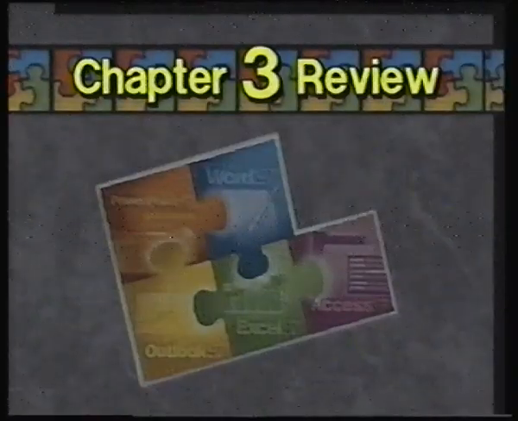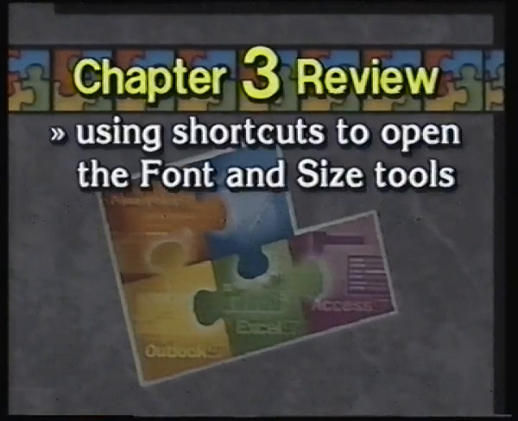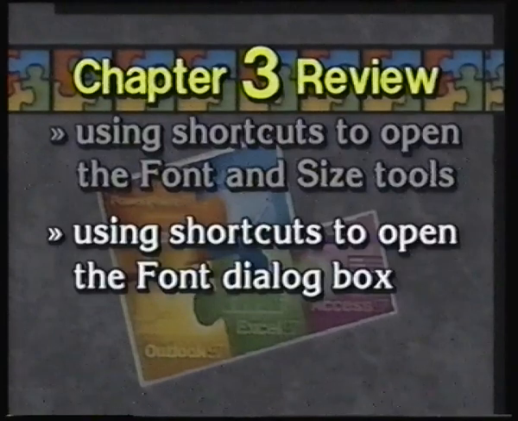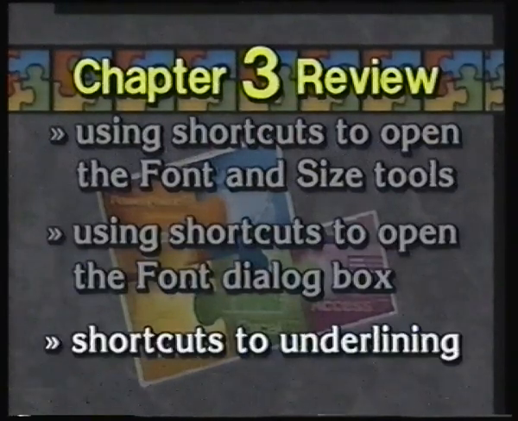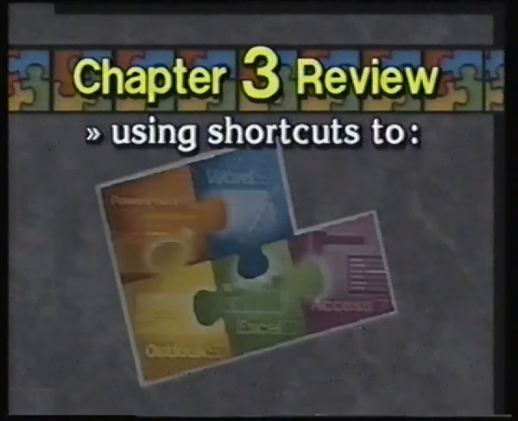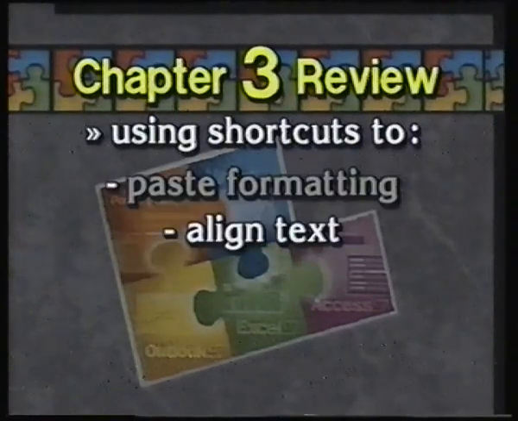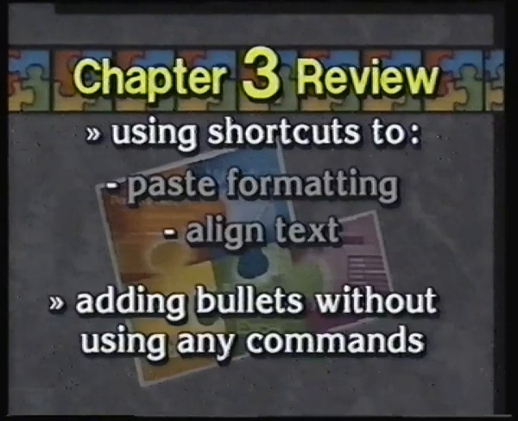Let's review what we covered in this chapter. We learned shortcuts to open the font and size tools on the toolbars and open the font dialog box. We used shortcuts to underline without underlining empty spaces, then learned to paste with formatting and to align text. Finally, we learned how to quickly add bullets without selecting any commands at all.